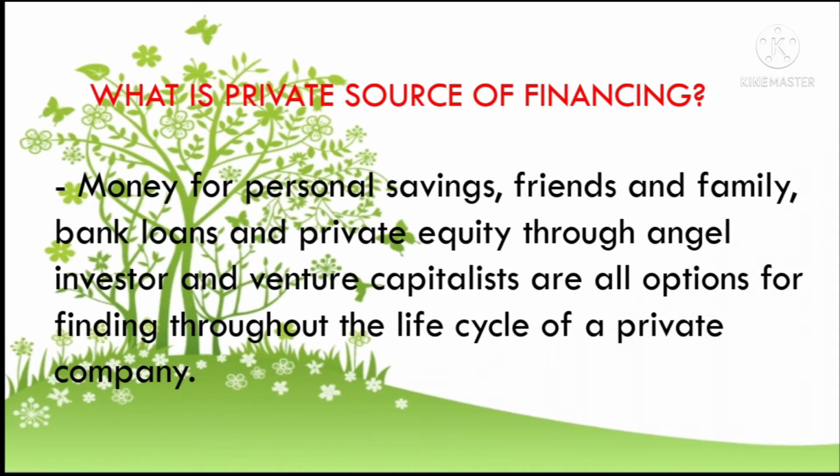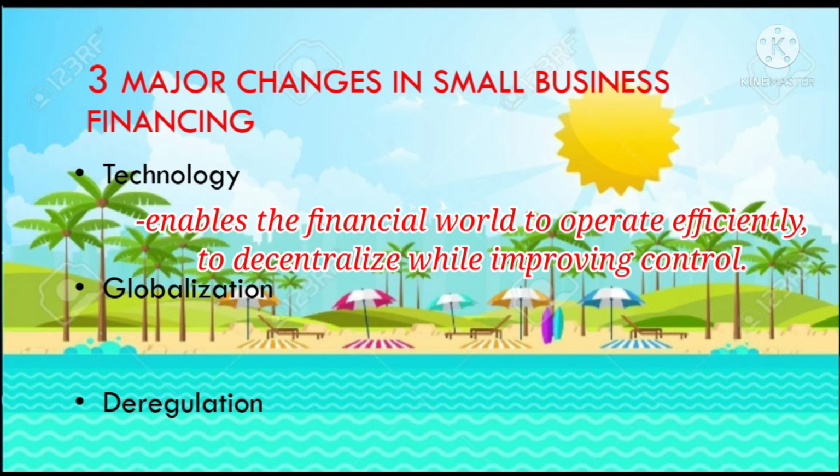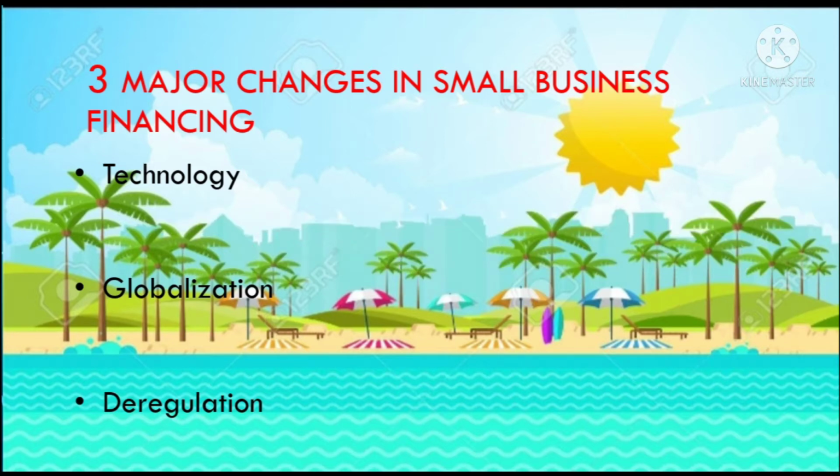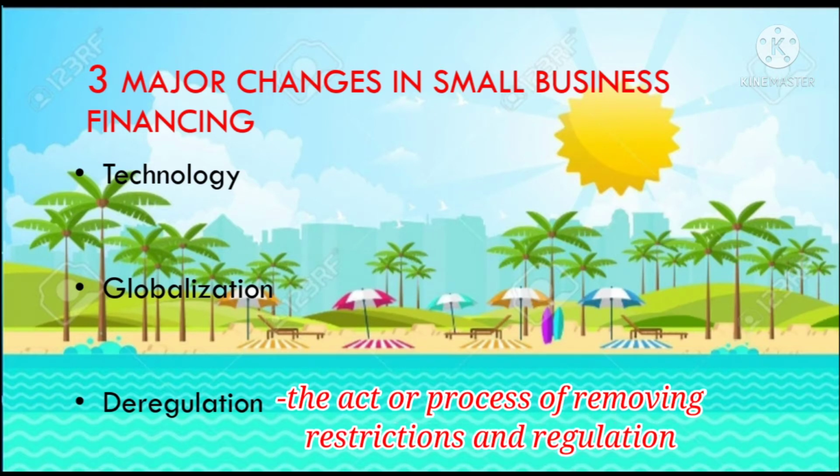Money from personal savings, friends and family, bank loans, and private equity through angel investors and venture capitalists are all options for financing throughout the life cycle of a private company. There are three major changes in small business financing. First, technology. Technology enables the financial world to operate efficiently and decentralize while improving control. Second is globalization. Globalization allows businesses to turn increasingly to international markets to raise capital. And the last, deregulation, the process of removing restrictions and regulations.